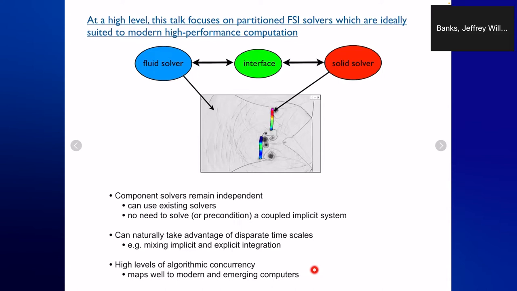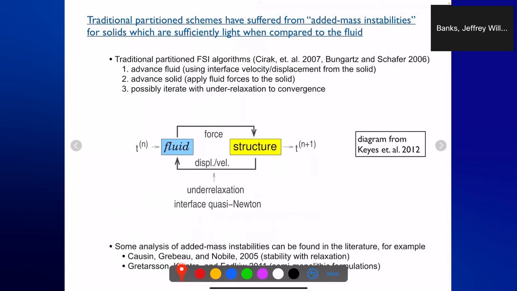Okay, so the trouble with partitioned solvers is what's traditionally known as the added mass instability. This is a bit of a catch-all phrase, but what is the issue here? Well, if you take that picture that I just had up there, I've got a fluid solver and I've got a solid solver. I've got to have some way they talk to each other at the boundary.